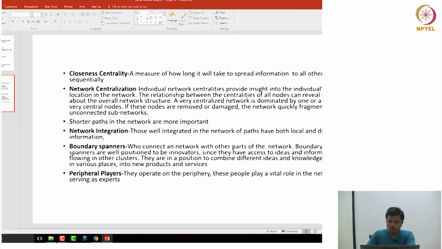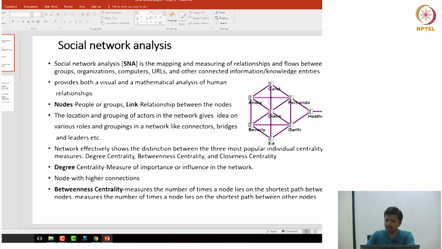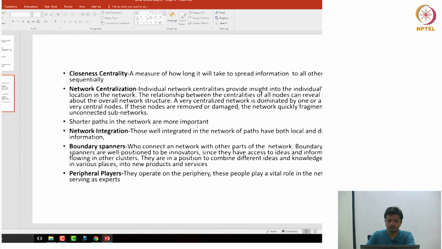Boundary spanners are those who connect one part of the network to other parts. For example, Fernando, Gareth and Heather connect the other parts of the network, or the clusters. They have access to the ideas and information flowing in the clusters. They are in a position to combine different ideas and knowledge.